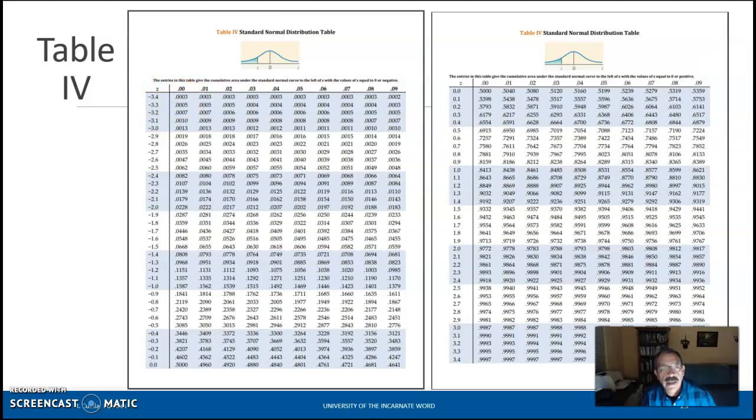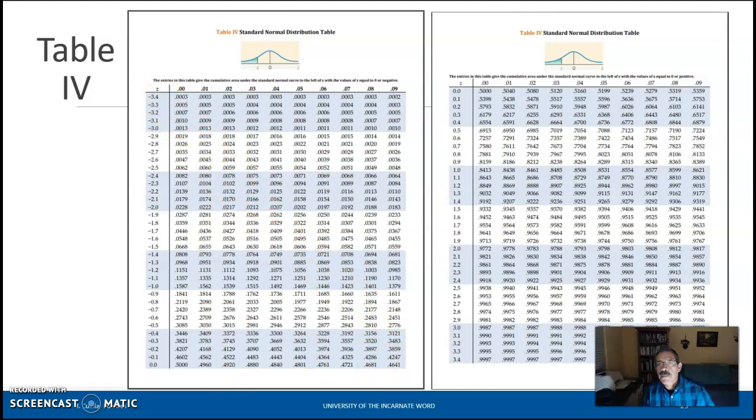So the probability to the left of a z value, 3.40, is 0.0003. Again, if you go to the end of the table, you see this is 0.09, so the probability to the left of the value 0.09 is 0.4641. So again, these are the probabilities. This is the first part of the z-score, and this is the second decimal place of the z-score, and these are the probabilities. As you look at the probabilities, you see that they keep on increasing. As z increases, the probabilities increase.